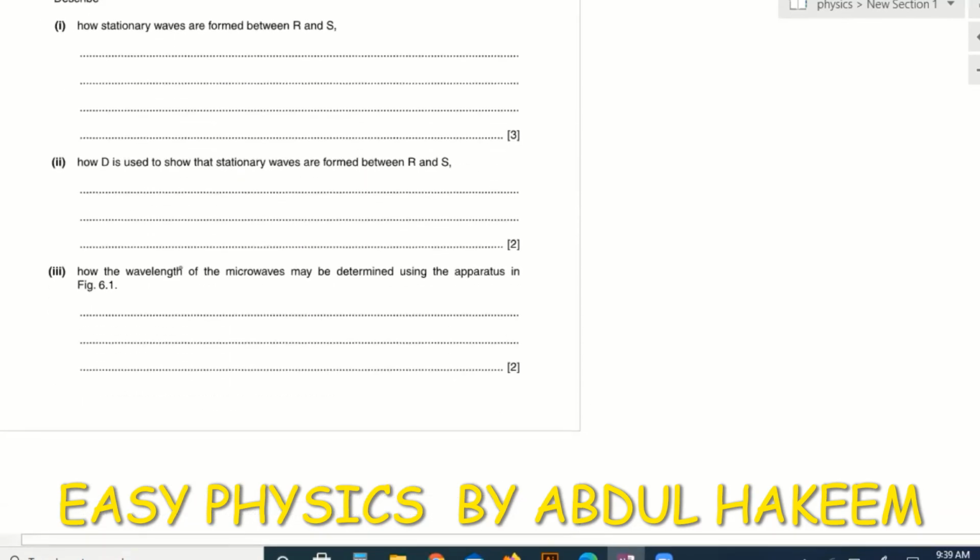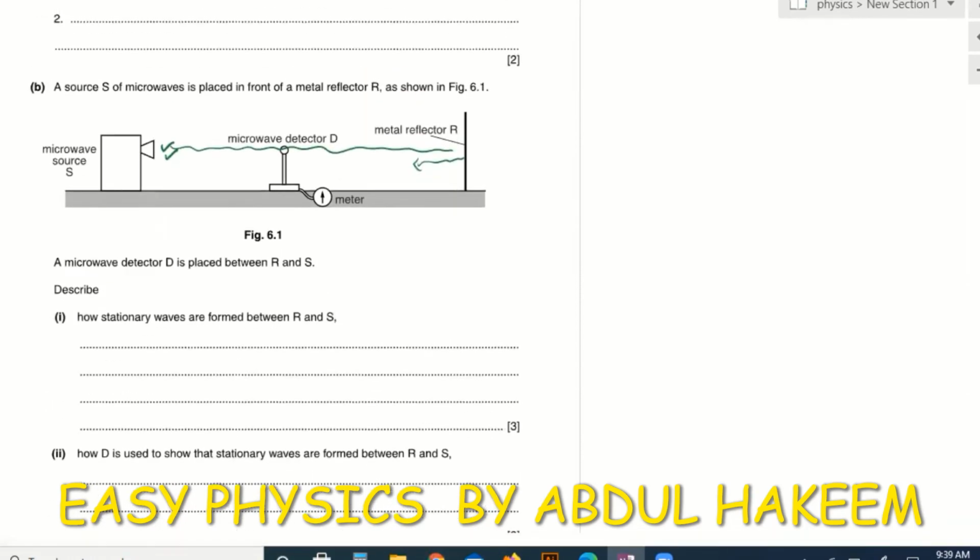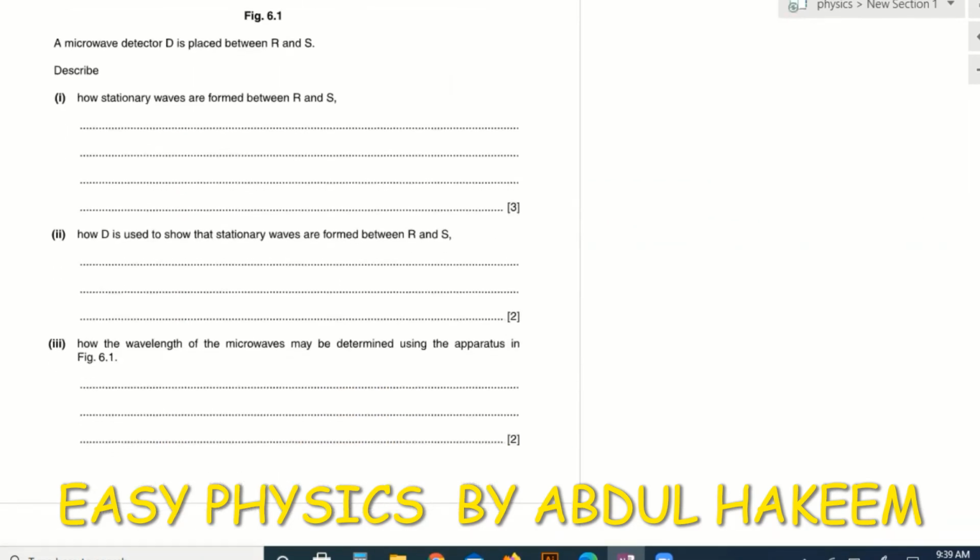How the wavelength of the microwave may be determined using the detector. Measure the distance between two either minimum readings or two maximum readings, and that is the distance between node to node or antinode to antinode. By multiplying that distance by 2, the lambda can be determined, because node to node the distance is lambda by 2. So the lambda will be the distance multiplied by 2.